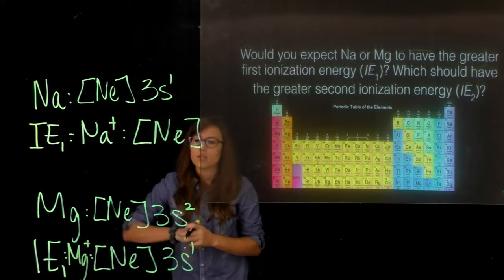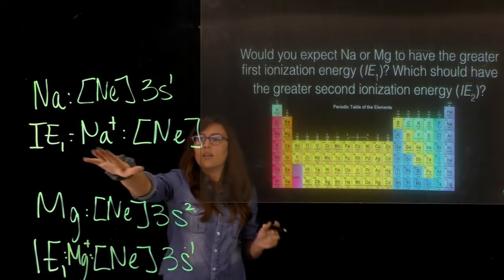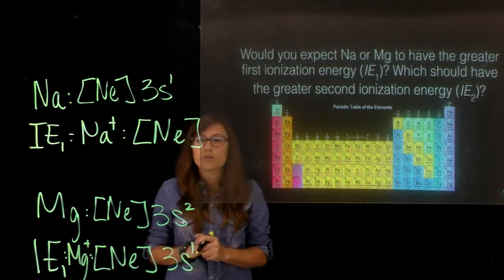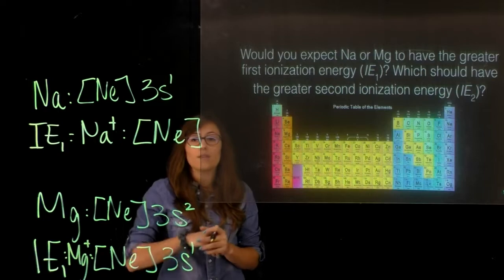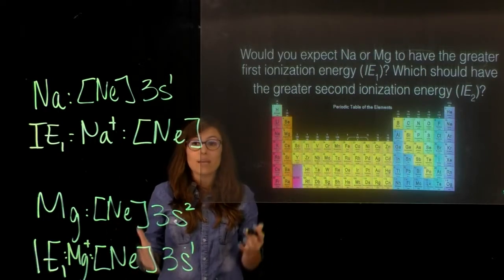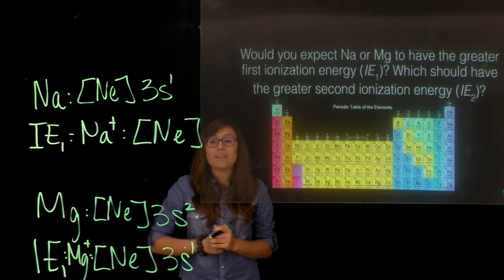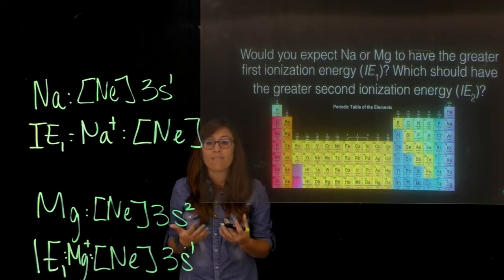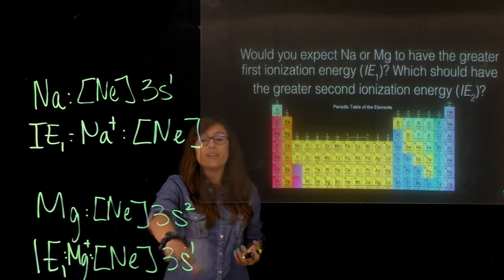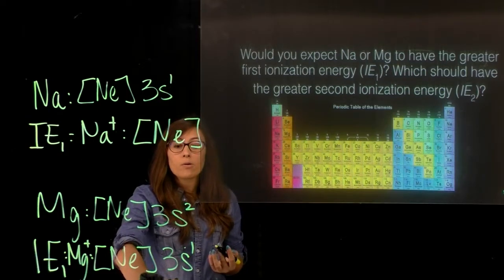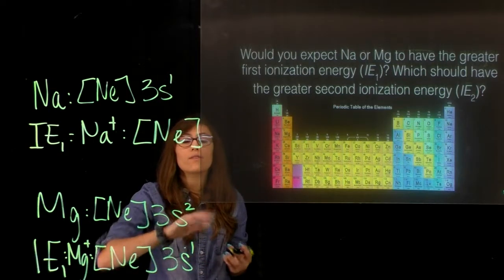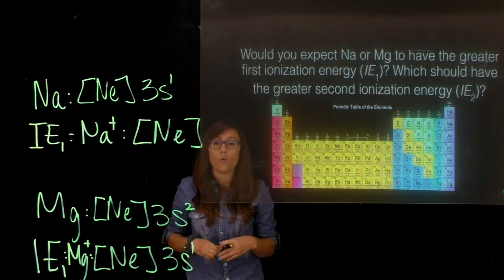So in this case, sodium, when we lose one electron, becomes isoelectronic to that of a noble gas, which is a stable configuration. However, in the case of magnesium, magnesium ends up becoming a half-filled s orbital. This is not going to be favorable because this is less stable than that of a completely filled orbital.